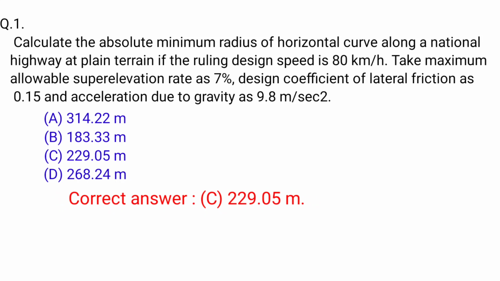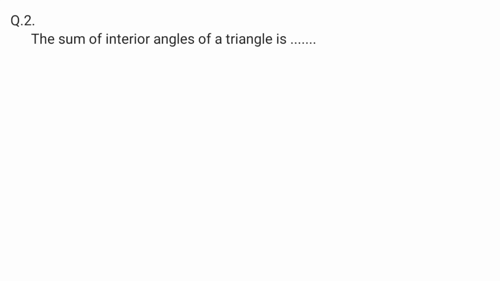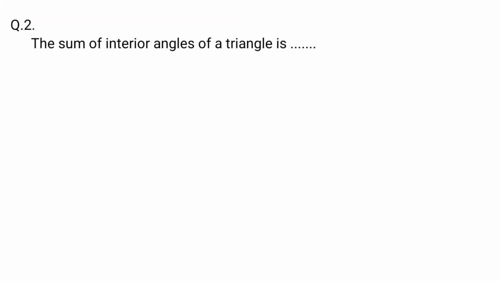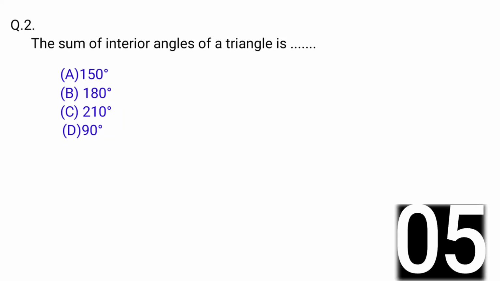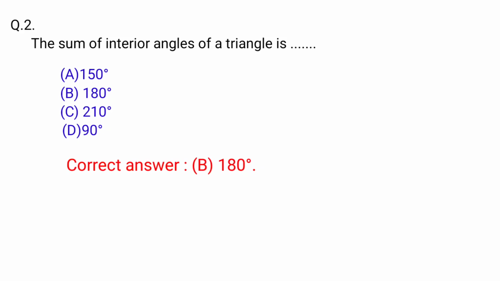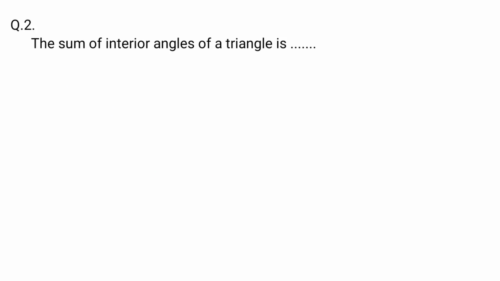Correct answer is option C. 229.05 meter. Next. Question number 2. The sum of interior angles of a triangle is options: A. 150 degrees, B. 180 degrees, C. 210 degrees, D. 90 degrees. Correct answer is option B. 180 degrees.